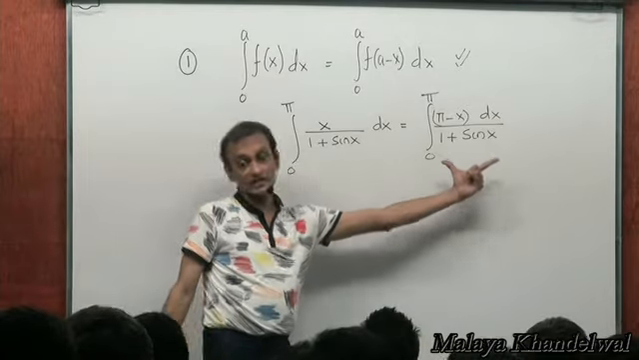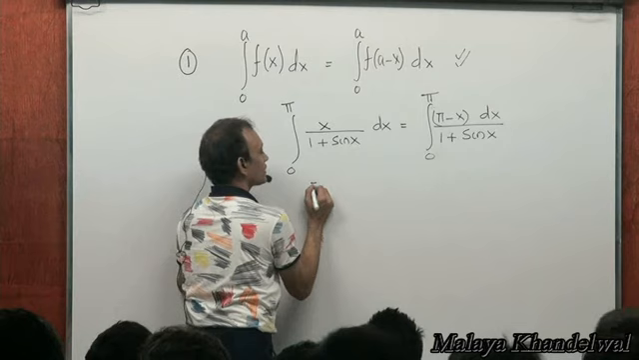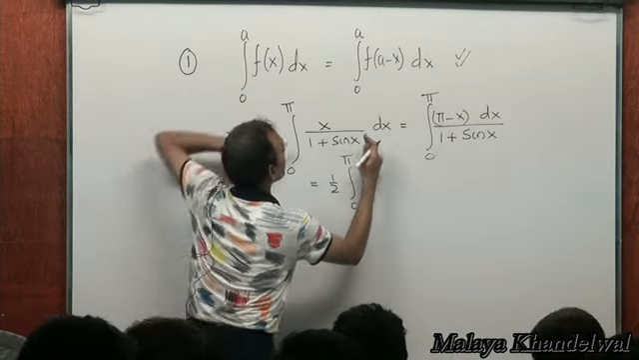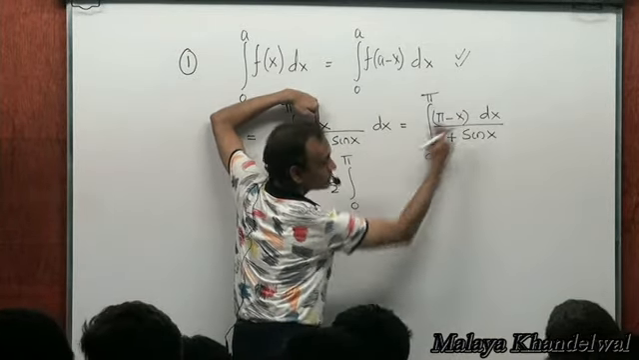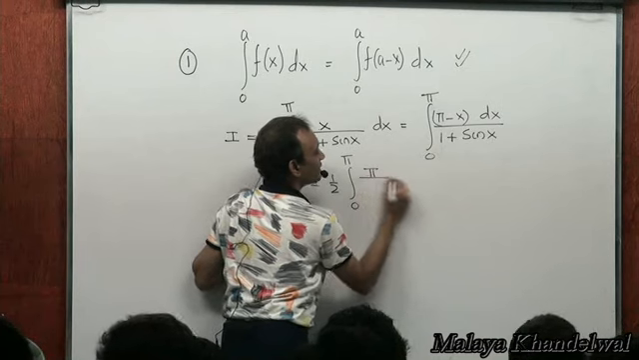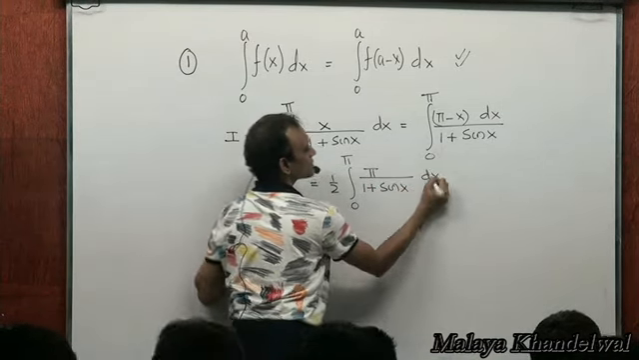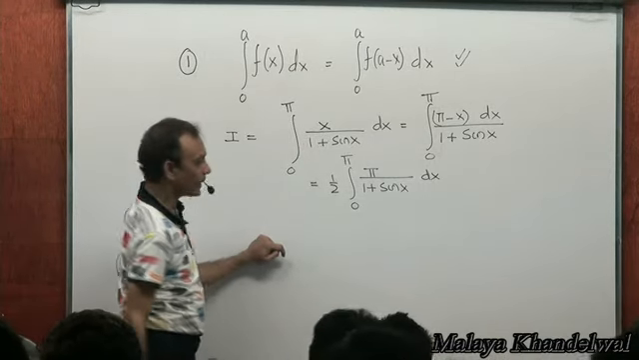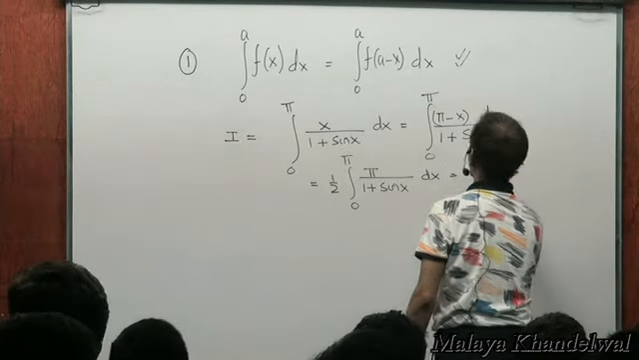Then each will be half their sum. So this is half of the integral from 0 to pi. This plus this would cause x to get cancelled. You are left with pi divided by 1 plus sin x dx. How do you integrate this? Please tell me.